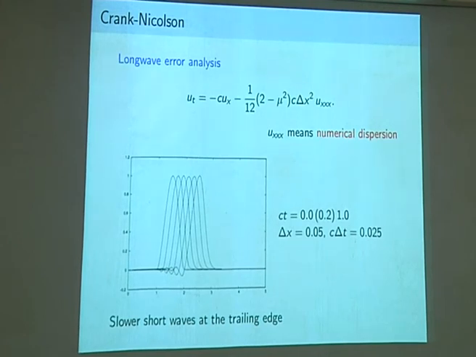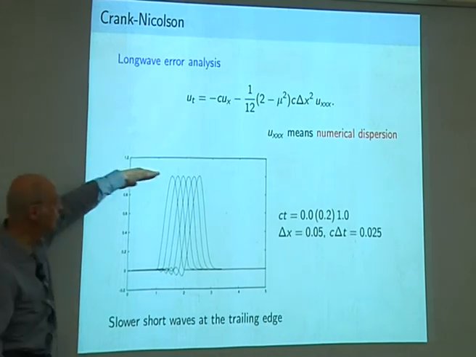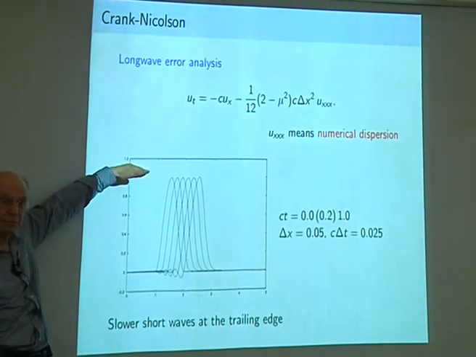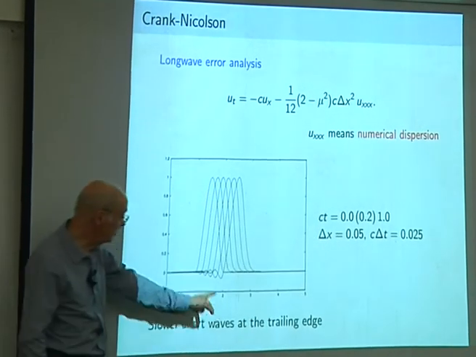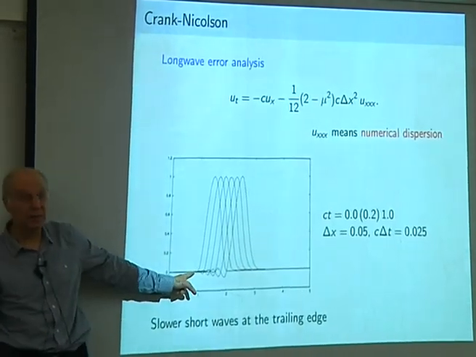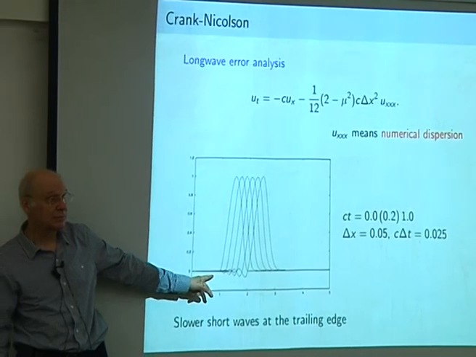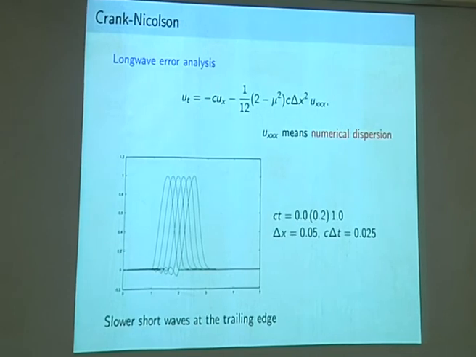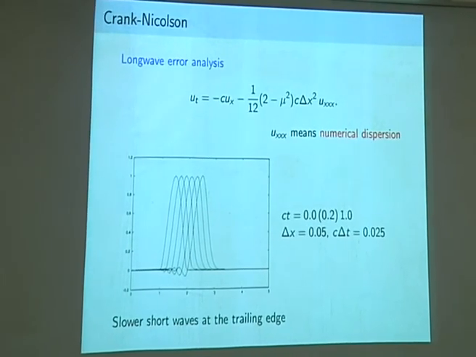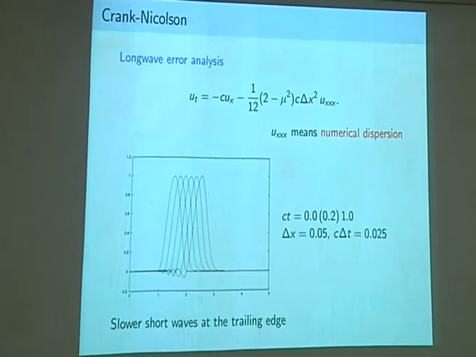And you can see this in the numerical solution. The amplitude is being nicely kept at 1, but the long wave is going at 1 speed, and there are some little short waves which are going slower, being left behind. So at the trailing edge, we see these little short waves, and we get these spurious oscillations. The original solution had no negative values. The correct solution should have no negative values.